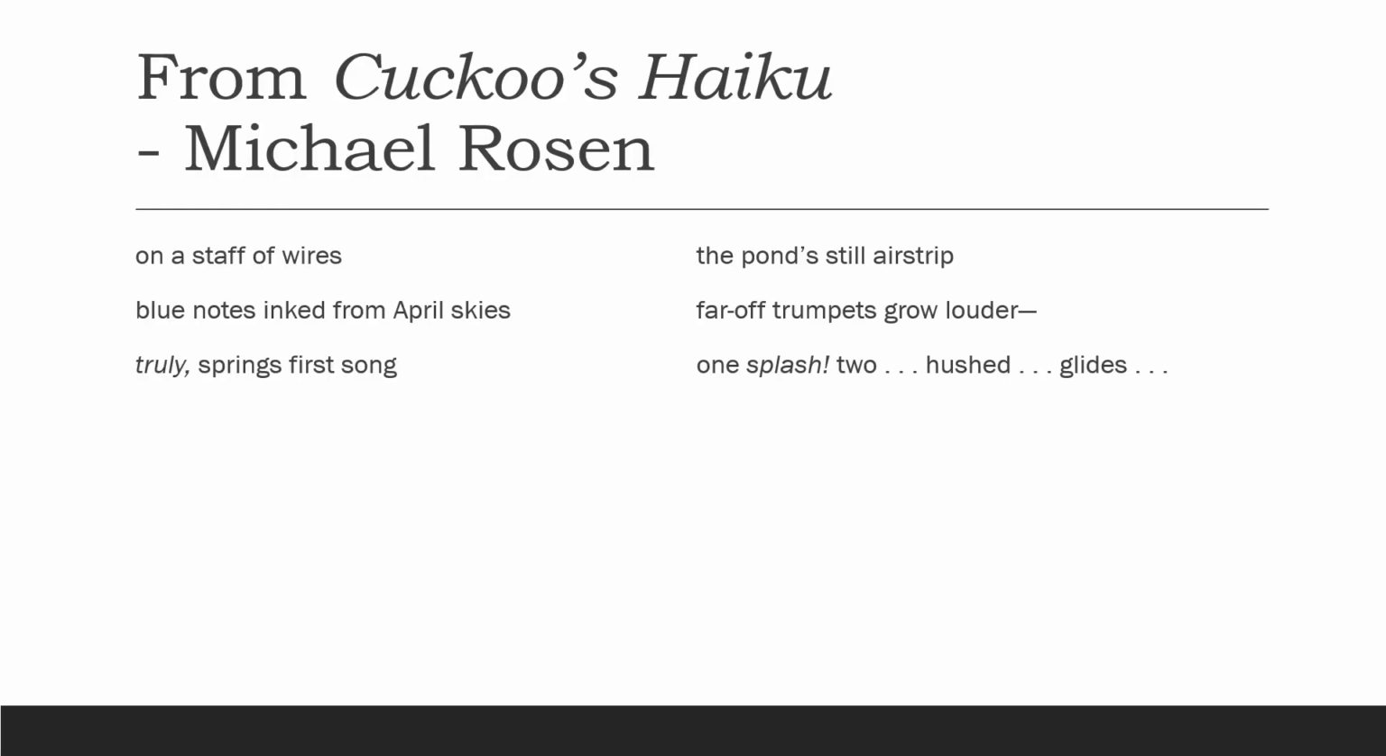So these two haikus come from a collection by Michael Rosen called Cuckoo's Haiku. And I want you to, as I'm reading it, think about the number of syllables you're hearing, so it should be 5-7-5. And also notice that the first two lines are descriptive about the natural world, which most haikus are. And then the last line is more to evoke a feeling. It may still be descriptive, but it's meant to evoke some kind of feeling.